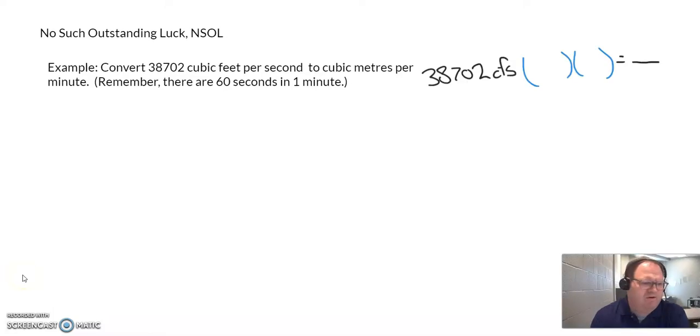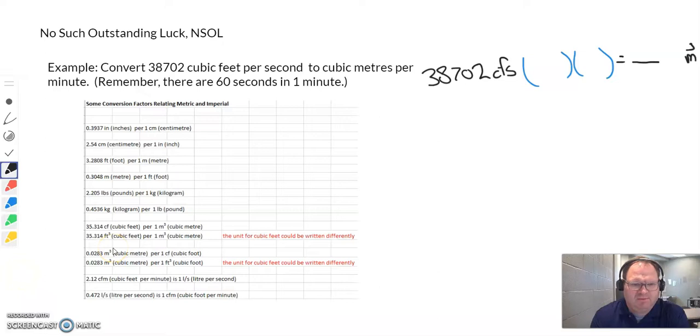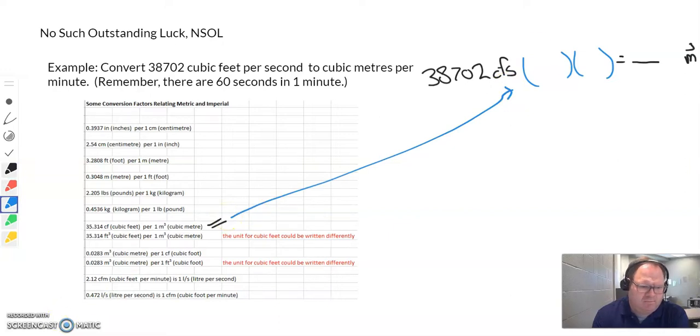We'll bring our conversion chart to see if there's a direct correlation, and much to our disappointment, there's not, but there is a relationship between cubic feet and cubic meters. So that's our first conversion factor. Every time we have a cubic meter, we have 35.314 cubic feet. The other conversion that we have is there's 60 seconds in 1 minute.